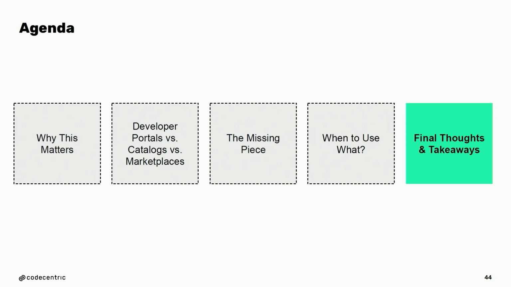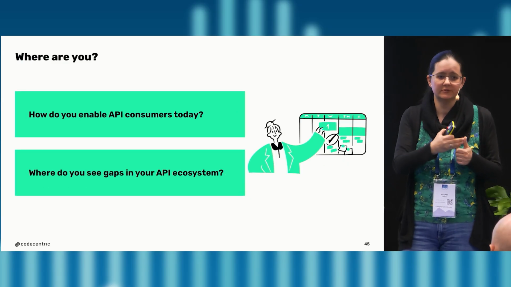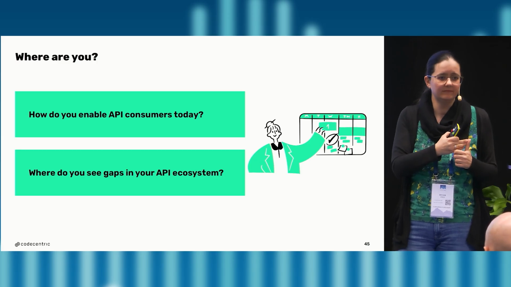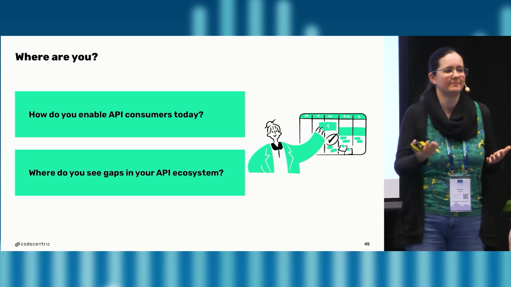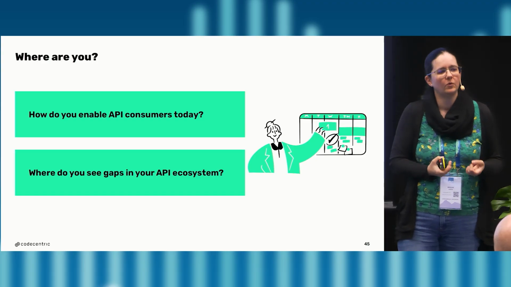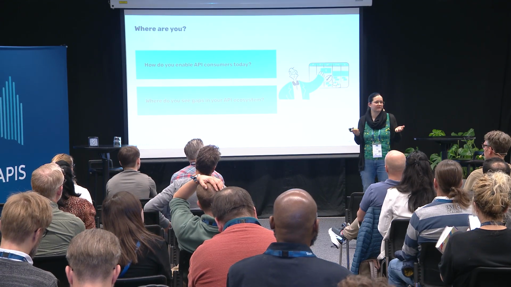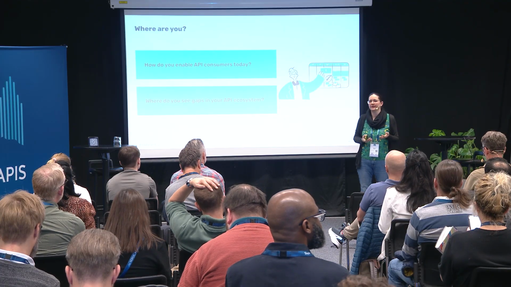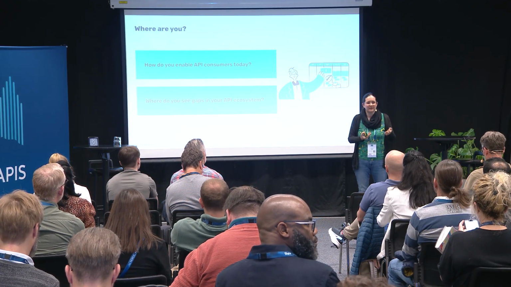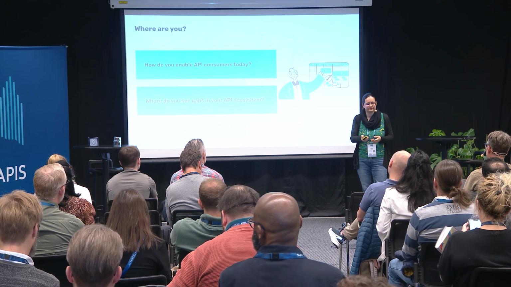Final thoughts and takeaways. So where are you in that journey? Think about how you enable your consumers today. What tools do you already have? How do you name them? Are they correct for the target group? Are you sure they include all the features that people expect from your tools? And where do you still see gaps maybe in your API ecosystem, in the tooling you have, in the discovery tooling you have? Where do you still see points for improvements, right? Where can you still maybe add a marketplace or improve your catalog or your developer portal to actually achieve more?